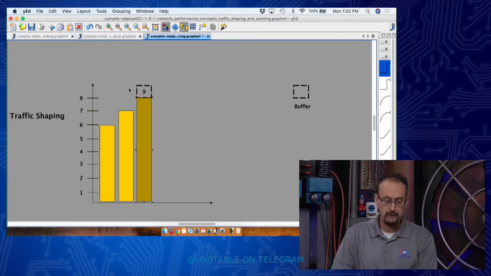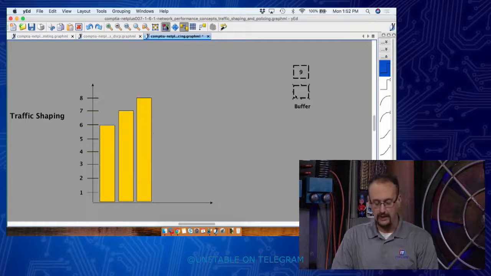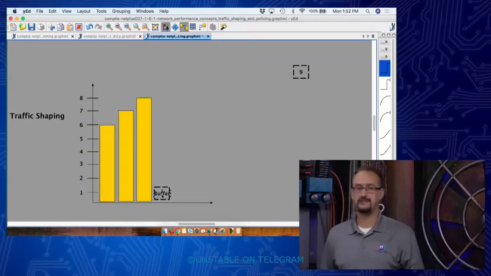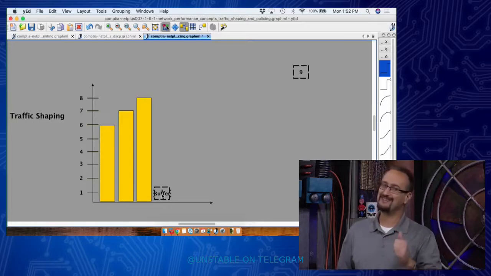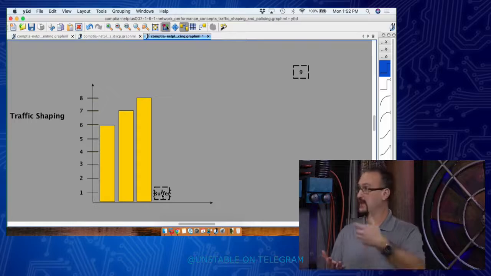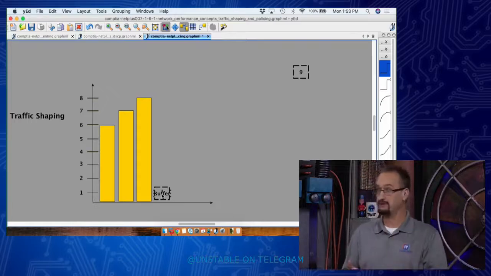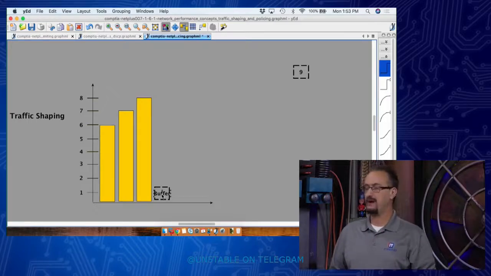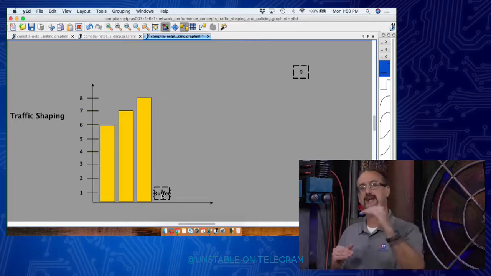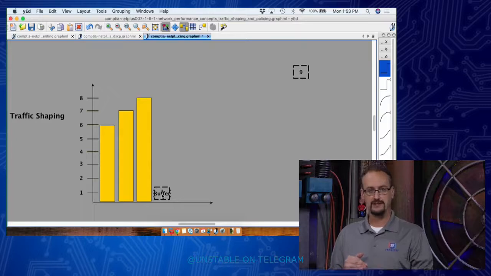So if we look here, our 9th bit, what's going to happen to that? If we go over the cap, it's going to be put in a buffer. The network adapter is going to buffer it, and it says, I can't send that 9th bit right now, so we'll put it in a buffer and allow communication to keep happening. When the network's free, we'll send that 9th bit. That's traffic shaping. It says you're not going to send any more information than just this.